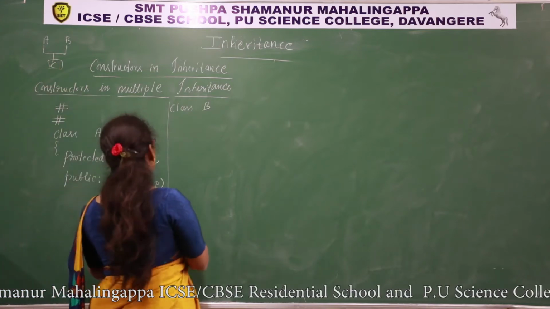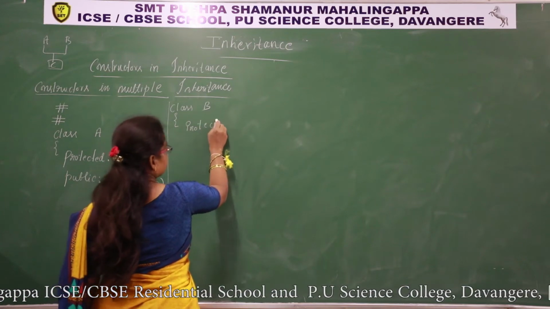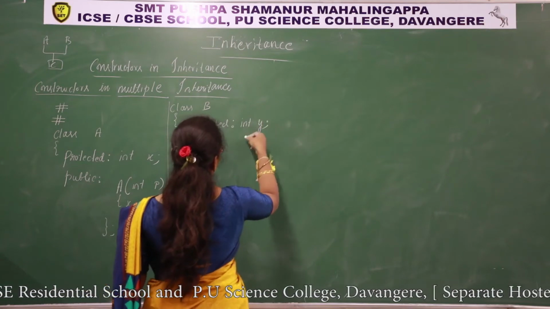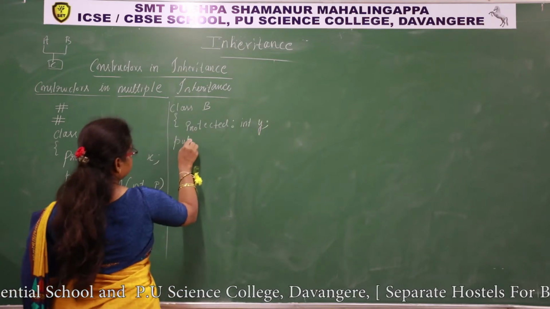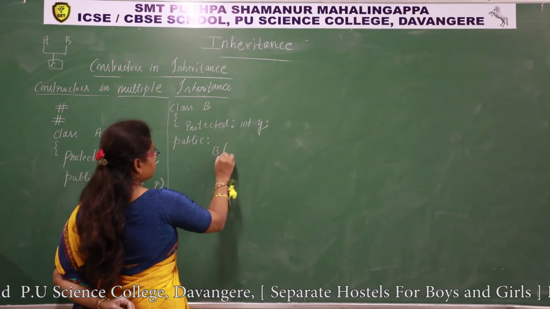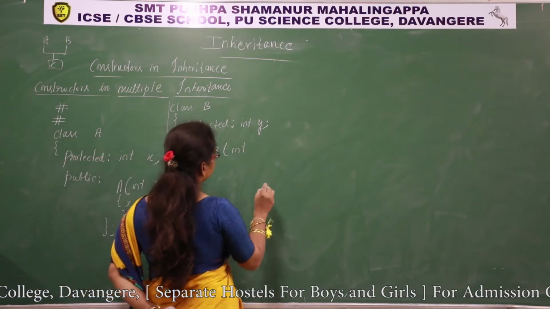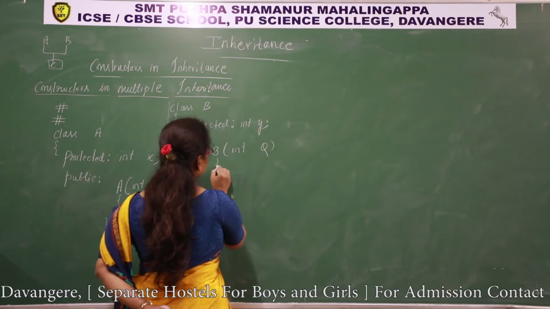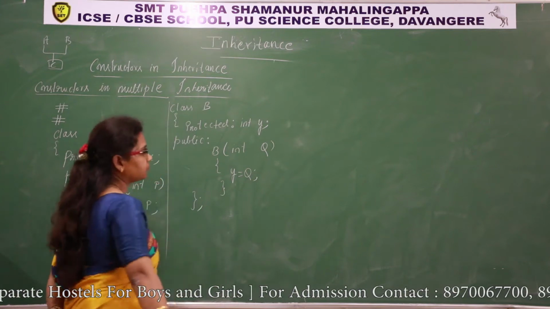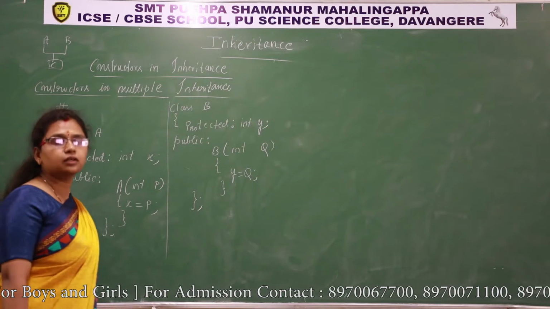So class B is a separate class. Protected, colon, int y, public, colon, B, open parenthesis, int, okay, q here, y is equal to q, close. Now we have to derive class C from class A and class B.